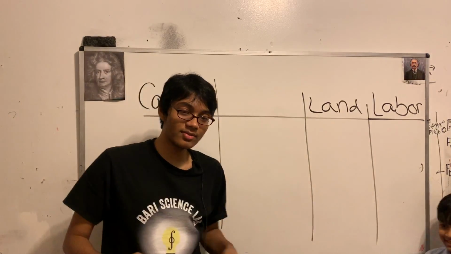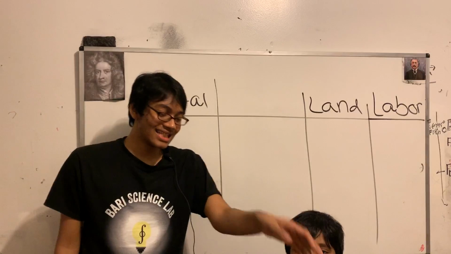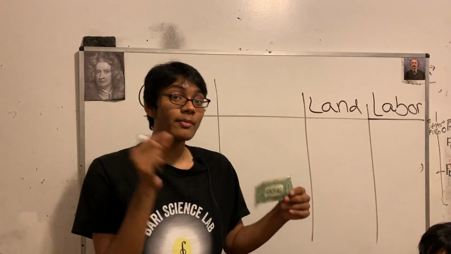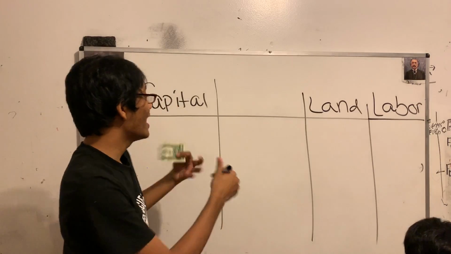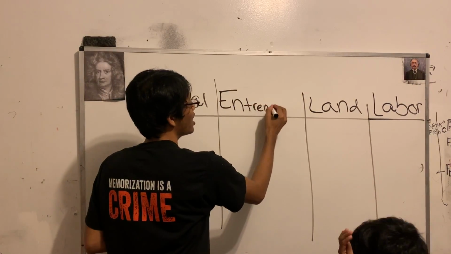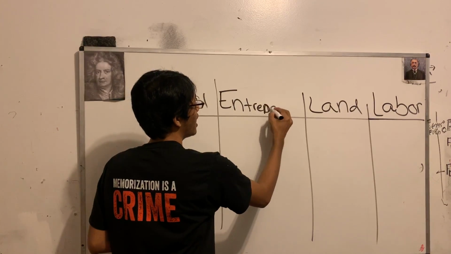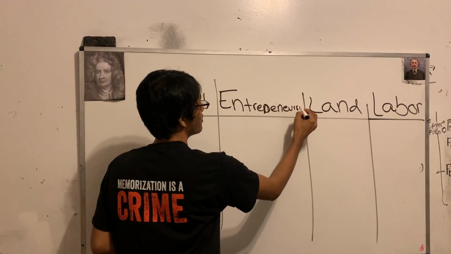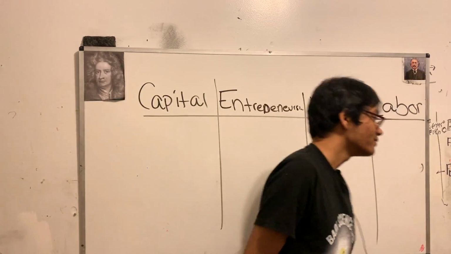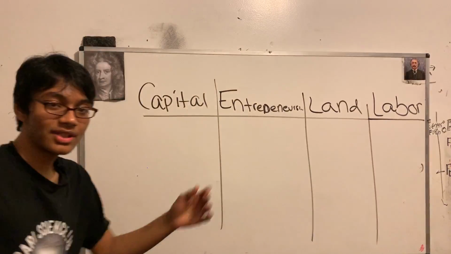Now, our final type of the 4 resources is the one that most people want. Can you show it to the audience, please? A dollar bill. Now, who wants this? Homeless people, but more specifically, entrepreneurs. And that's why our last resource is entrepreneurship. Okay, now, I don't know how to spell it, but that's okay. And finally, back to his iPad he goes.